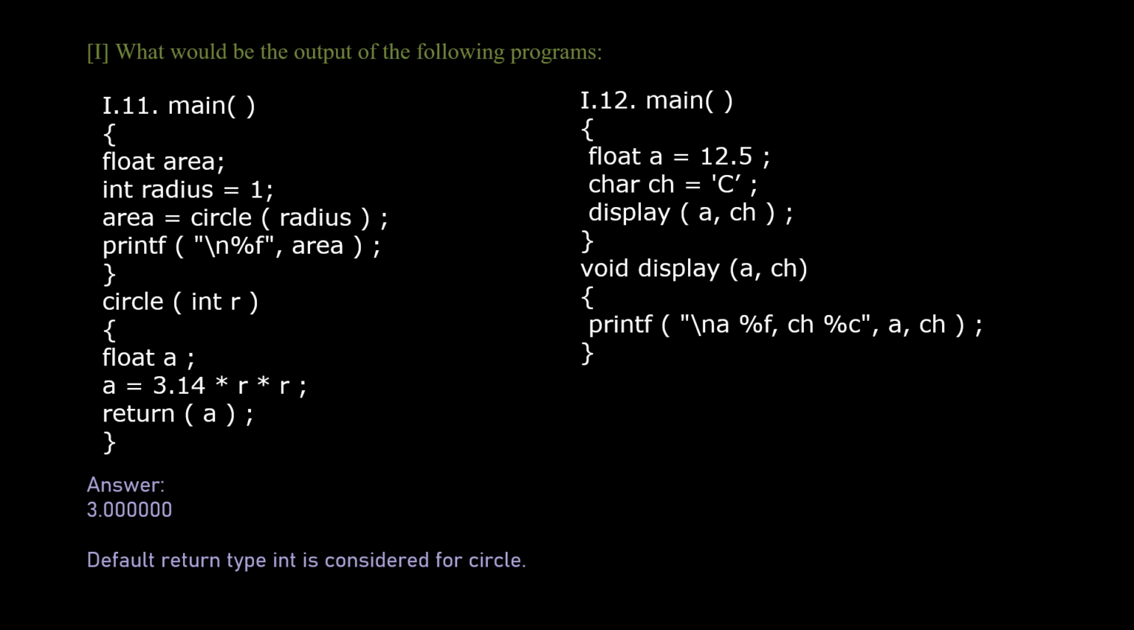Whereas float, when you pass it becomes int and again you are printing as float, this would become 0, but ch will print C, the character whatever is assigned to ch, because we are using percentile C here.